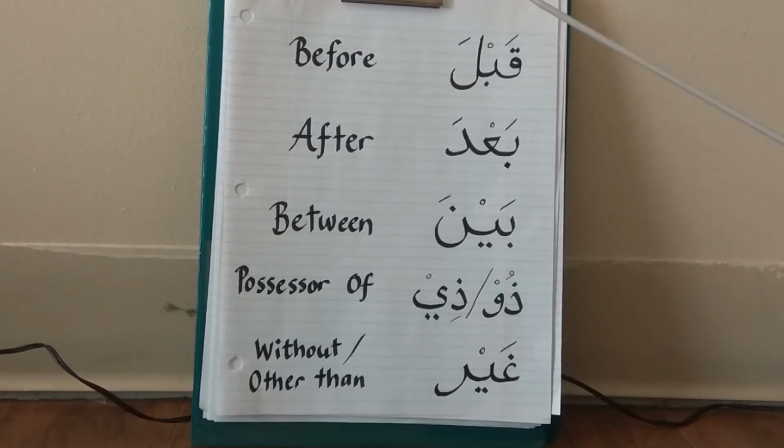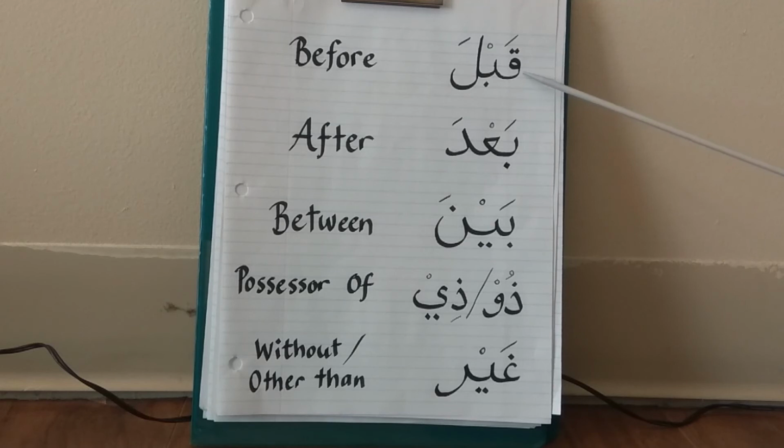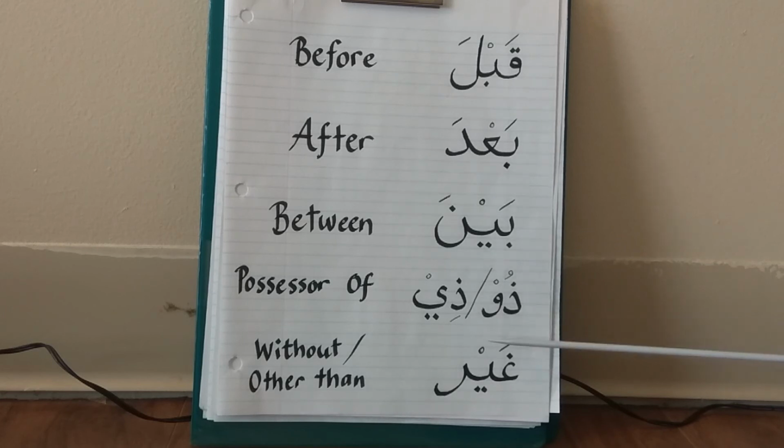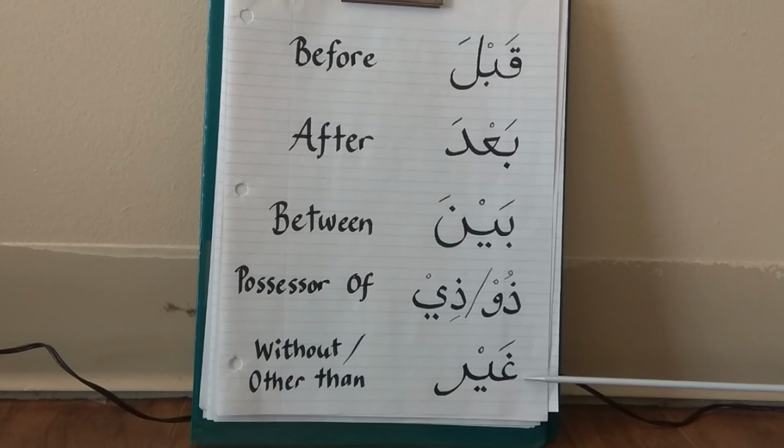And for more words, let's get into today's words of the day. So we're moving on from verbs to some prepositions again. Qabla means before, and ba'da means after. Bayna means between, and commonly you'll see bayna yaday means between the two hands or in front of you. Dhu, or sometimes dhi, if it's in kasra case, it means possessor of. And ghayr means without or other than.